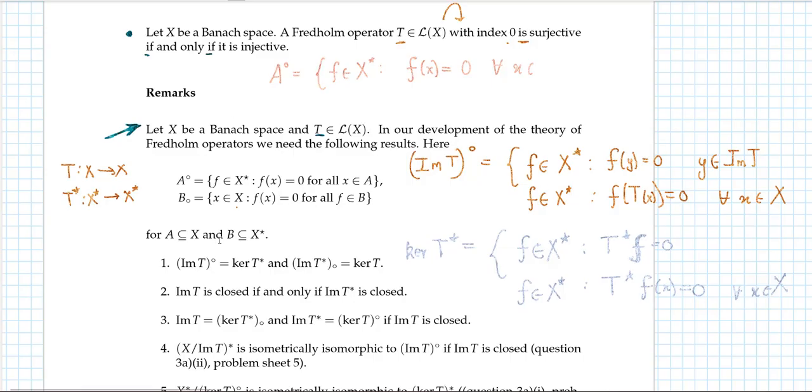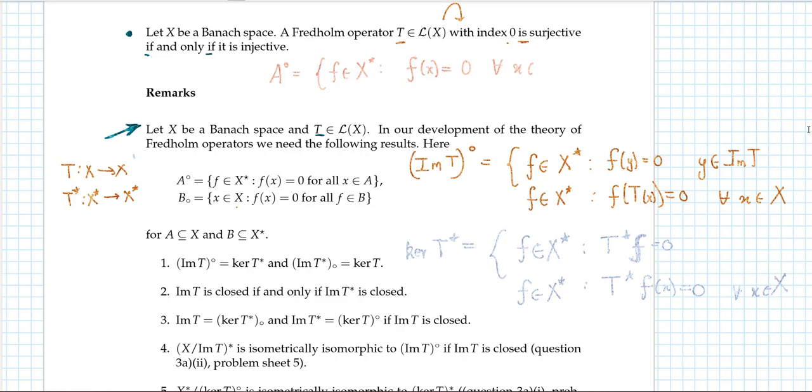Now we prove the first result. We show that the annihilator of the image of T is the same as the kernel of T star. Thing to remember here is that T is an operator from X to X, while T star is an operator from X star to X star. Now we see that the annihilator of the image of T is precisely the set of all f belonging to X star such that f(y) equals 0 for y belonging to the image of T.